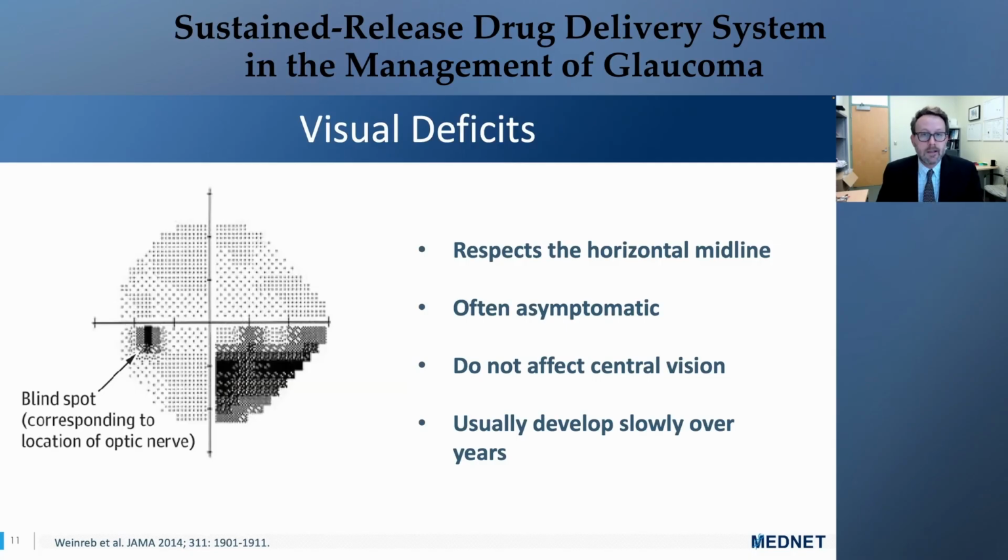So just to highlight some of those visual field defects that are very characteristic of glaucoma, they respect the horizontal midline. This type of defect is often asymptomatic until it gets to later stages. It doesn't really affect central vision. And these defects usually develop slowly over many, many years. So the patient is able to adapt to these defects without even noticing that they're doing so.